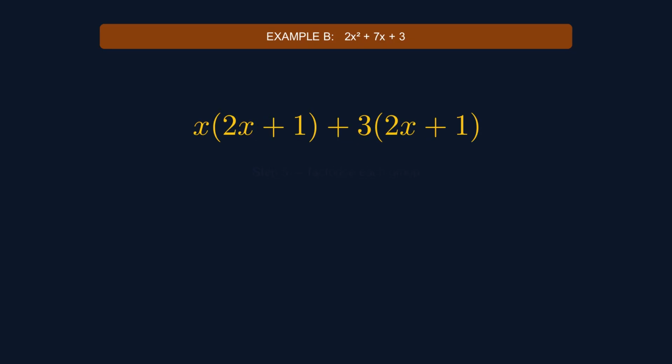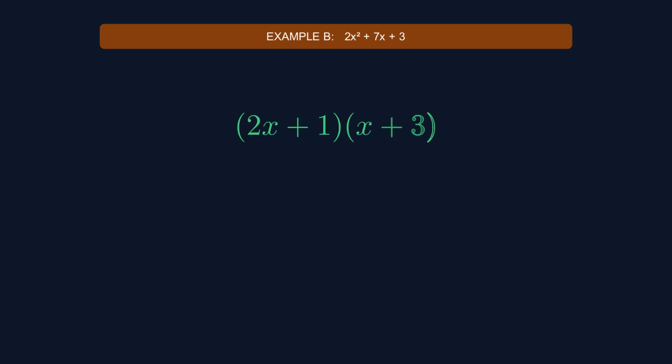Step 4. Split 7x into x plus 6x. Then we factorize each group. Both share 2x plus 1, so we take it out.